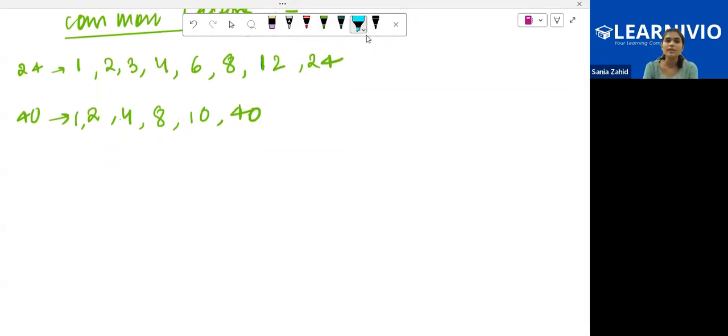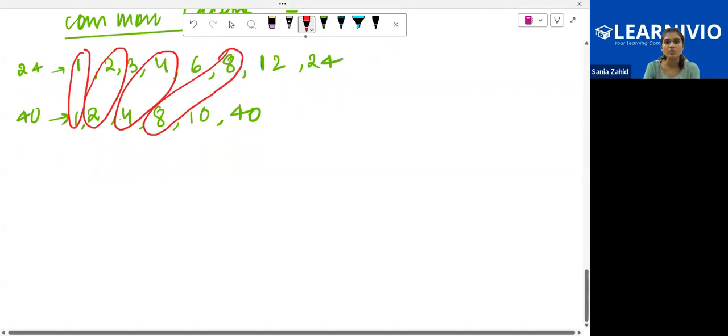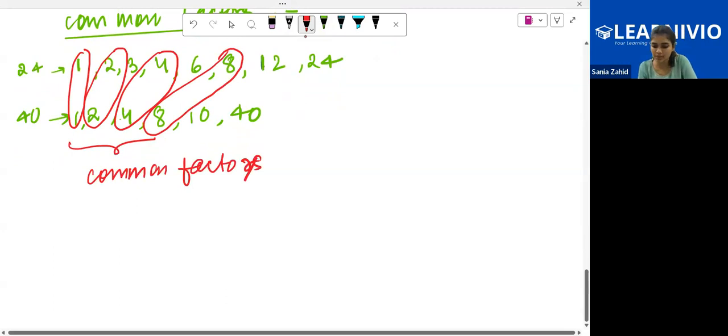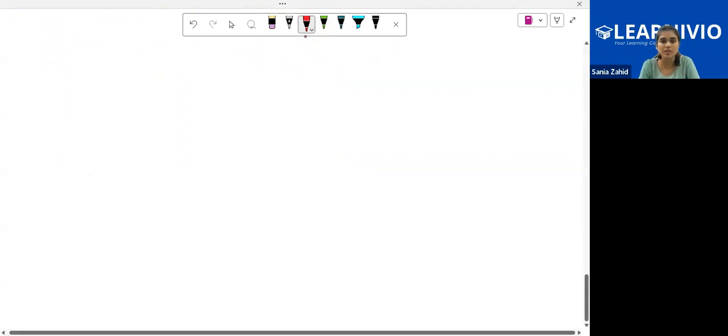I've listed them. Now you can see that 1 is common in both, 2 is common in both, 4 is common in both, 8 is common in both. Okay, so these are the common factors. You get it? Pretty simple. Okay, very good. Now we shall come to the test of divisibility.